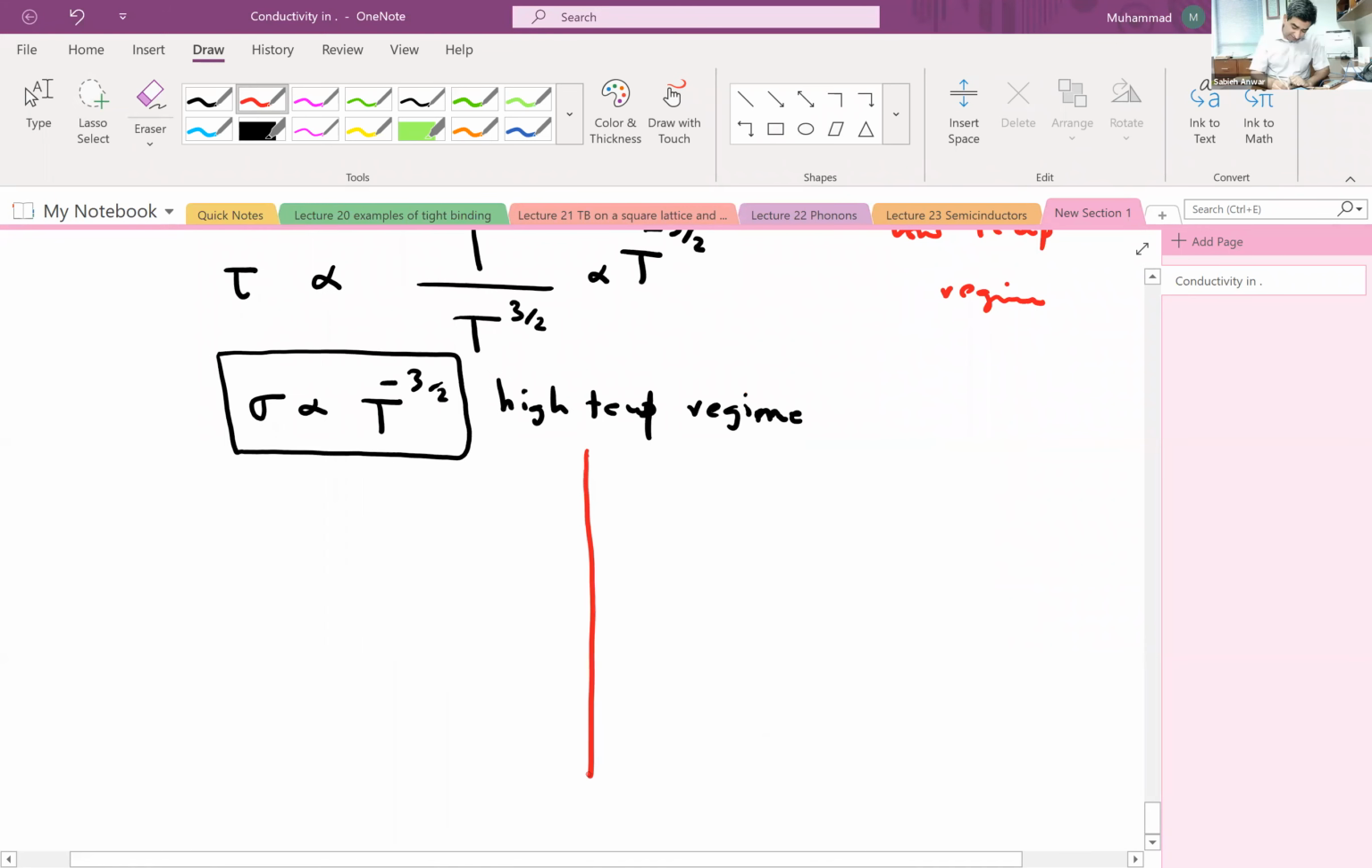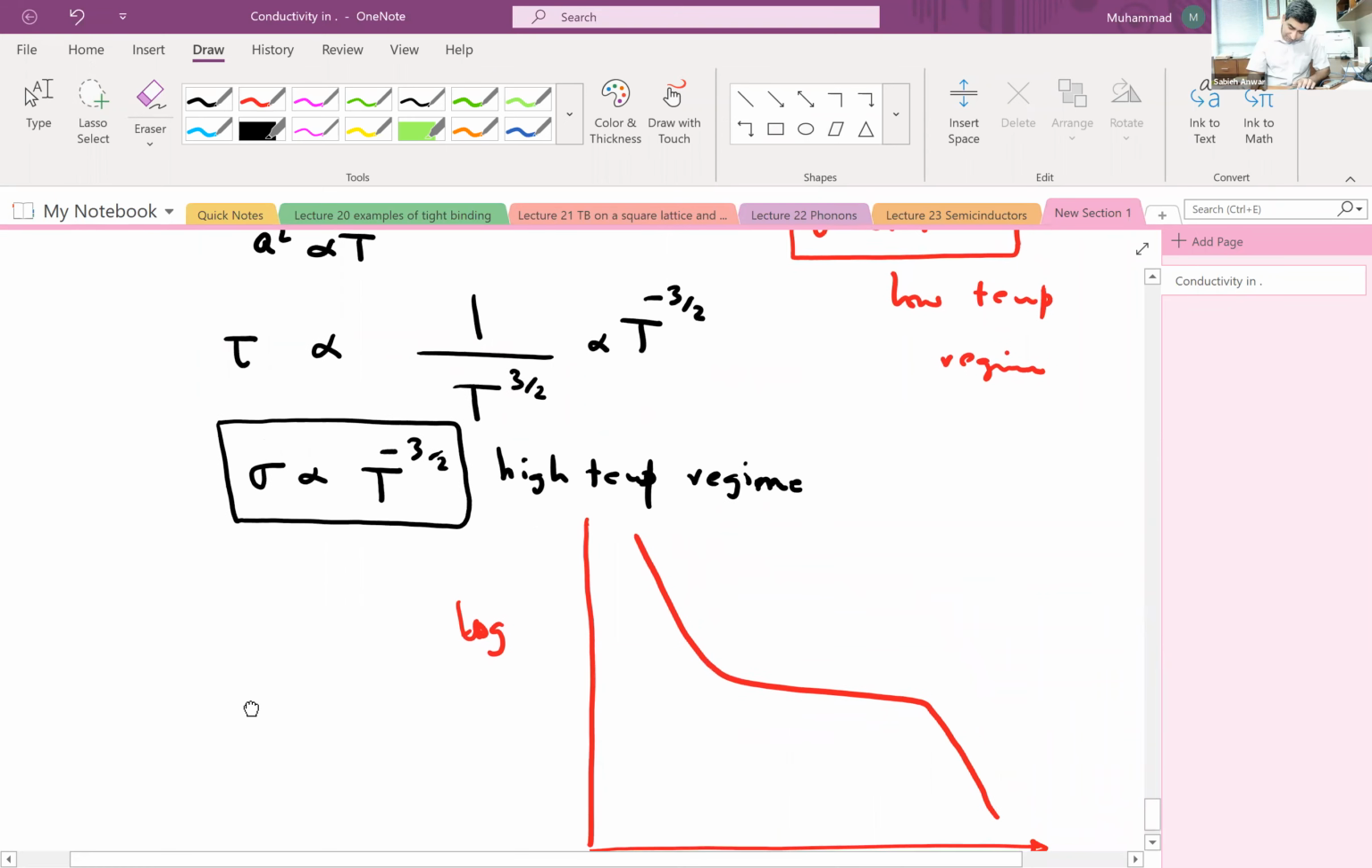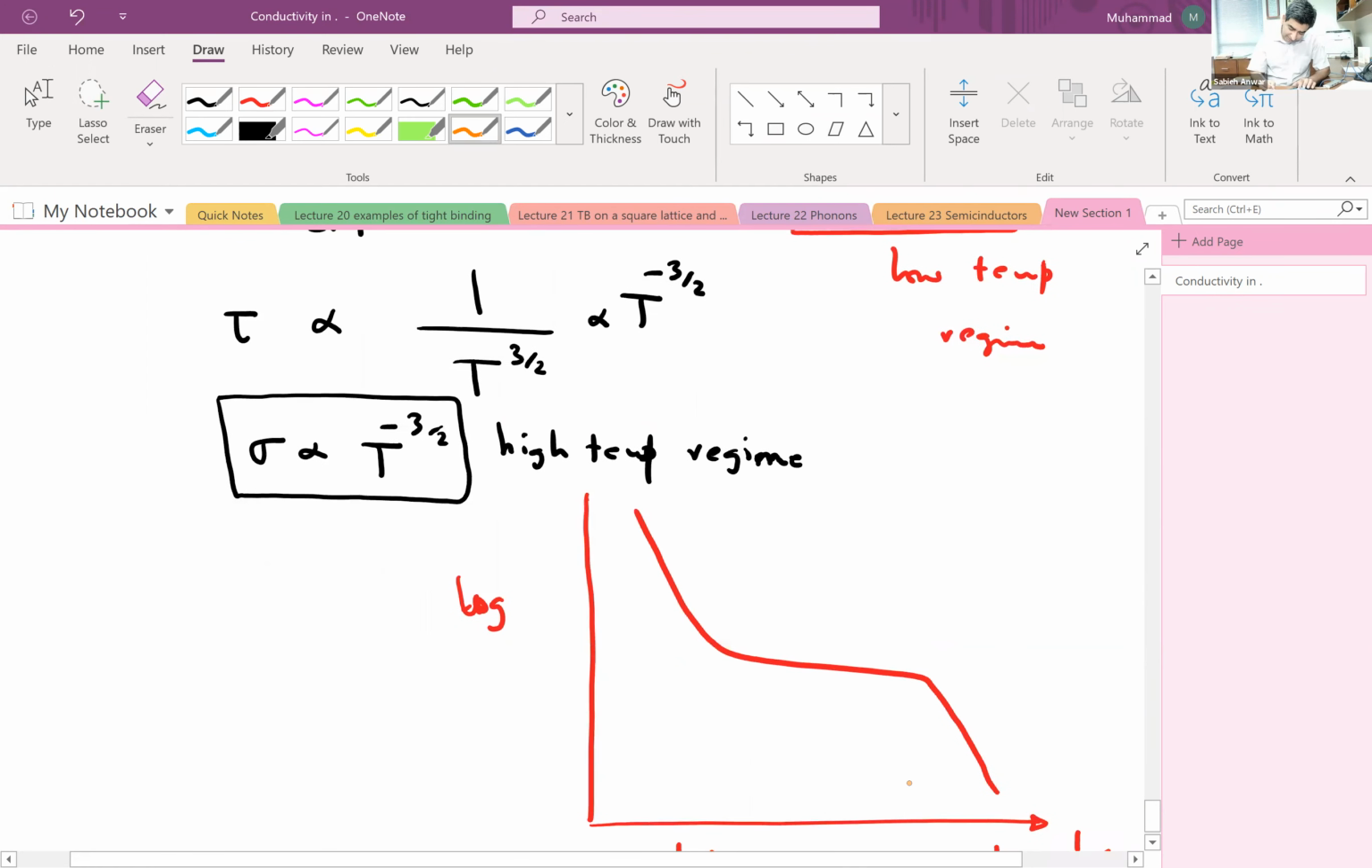So the last thing is that if I were to plot on a log scale the carrier concentration, this is what it's going to look like. This is 1 over T. This is low temperature, this is high temperature. And if I plot the mobilities, in low temperature I get T raised to power 3 by 2. I get a curve like this. And at high temperatures, I get a curve like this. When I multiply these two things together, my overall conductivity looks like this.